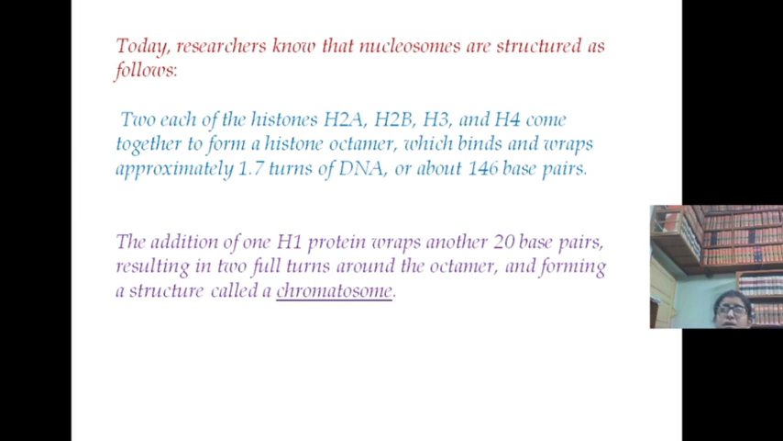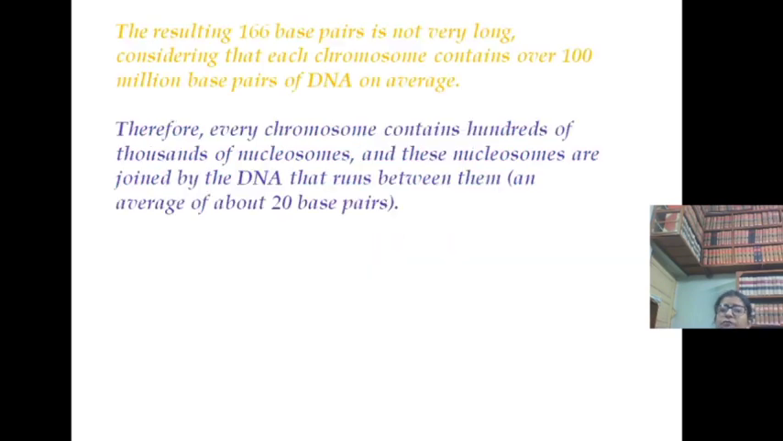So just recapitulate what you have got. You have histone proteins and you have DNA. First, the octamer of histones wraps around 146 base pairs, giving you one condensation, that is 1.7 turns. In comes the H1 histone protein with another 20 base pairs, giving you 166 base pairs and 2 full turns around the octamer. Therefore, every chromosome contains hundreds of thousands of nucleosomes. So now you can visualize up to the nucleosome.